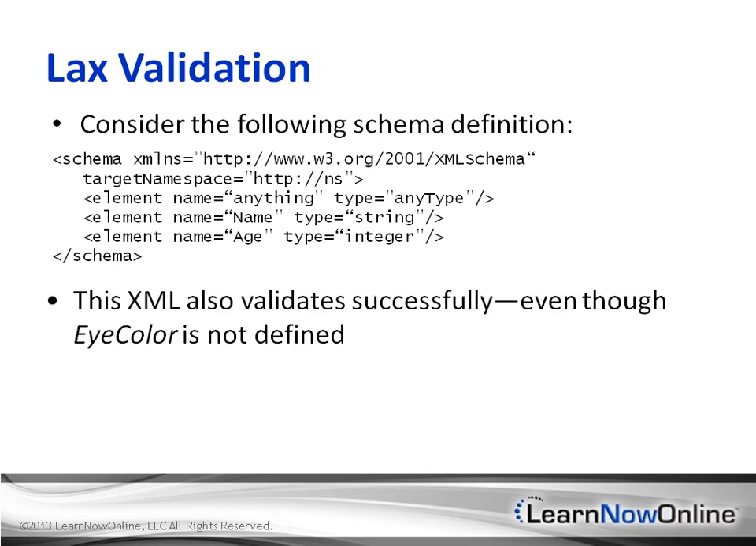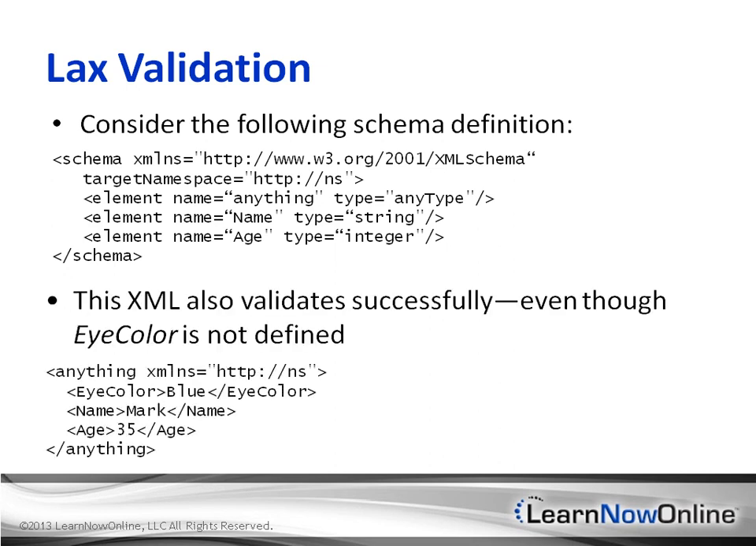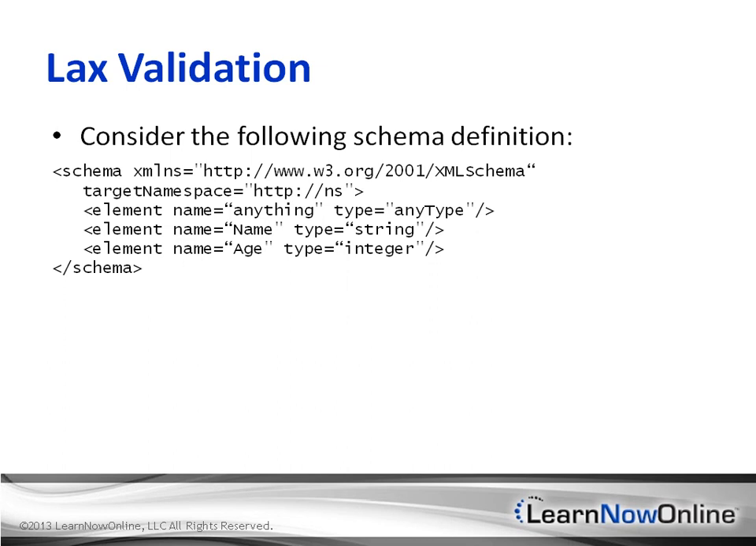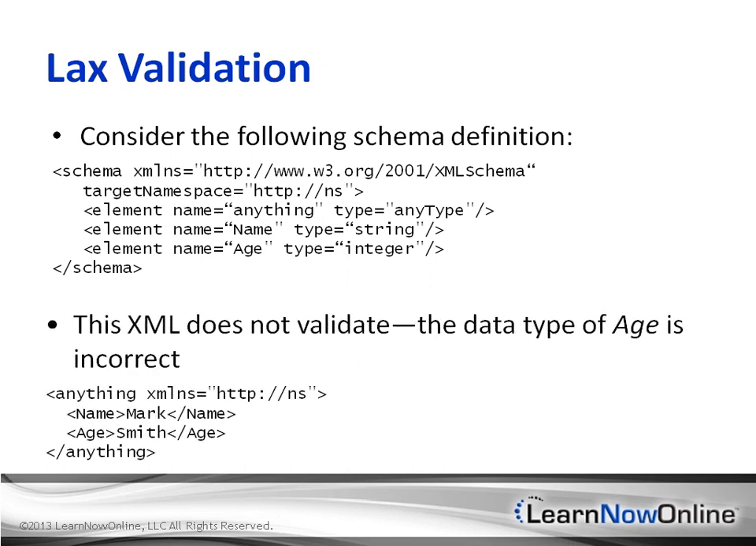So let's take a look at this example. The following XML will also validate successfully, even though eye color is not defined. You can see that name and age is still defined, and that works just fine, but the AnyType is ignored. So let's consider one more example. We're using the same schema, only this time the validation fails. And the reason is our age element is defined as typed integer, but in the XML we've sent in a string.